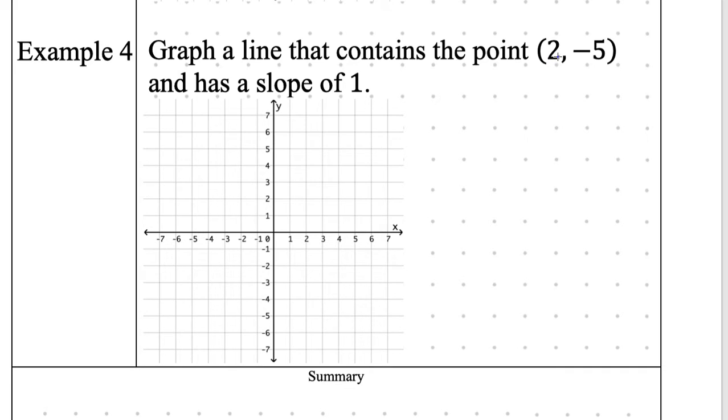First, I'm going to graph 2, negative 5. Again, this is the x-coordinate, so I go right 2, and then down 5, because, sorry, negative 5 is the y. So I have my first point.